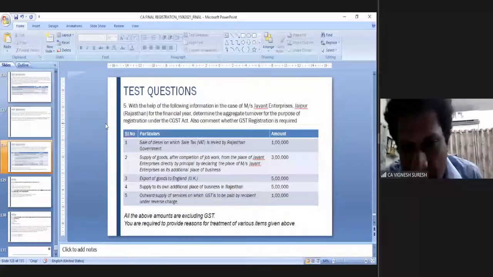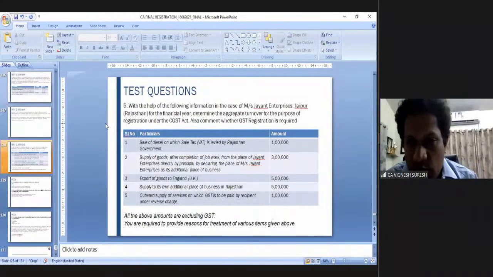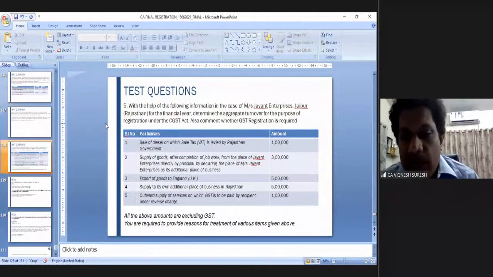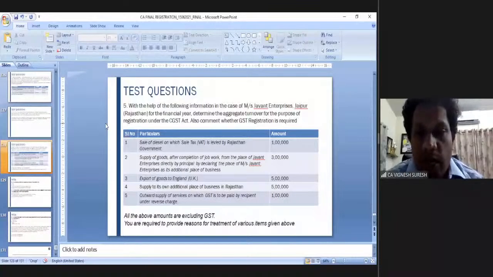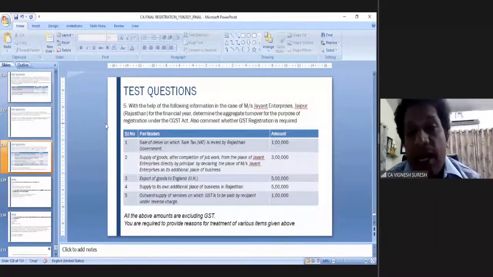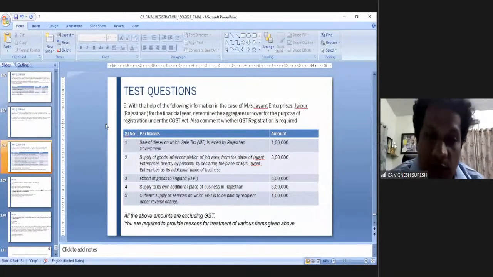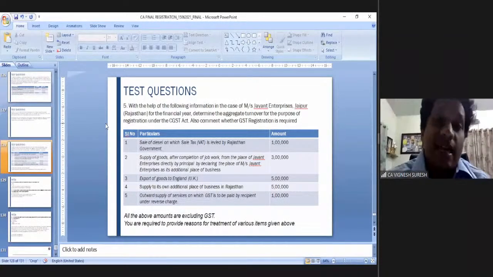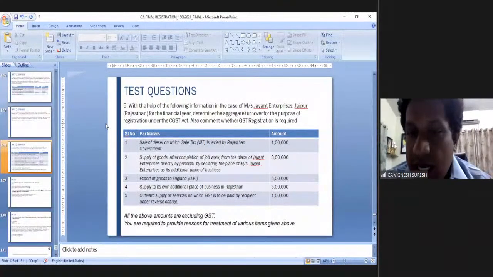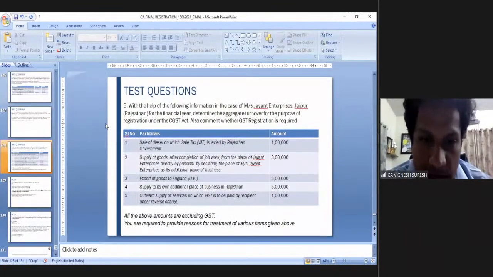Second one, supply of goods after completion of job work from the place of Jayant Enterprises directly by the principal, by declaring the place of Jayant Enterprises as additional place of business, 3 lakhs. Now here what is happening? Here Jayant Enterprises is the job worker, because the supply after completion of job work from the place of Jayant Enterprises is made directly by the principal. So the principal is a different person. The principal is declaring Jayant Enterprises' place as an additional place of business and supplying. Therefore, this 3 lakhs has to be included in the turnover of the principal and not Jayant Enterprises. So this 3 lakhs won't come into consideration for Jayant Enterprises.